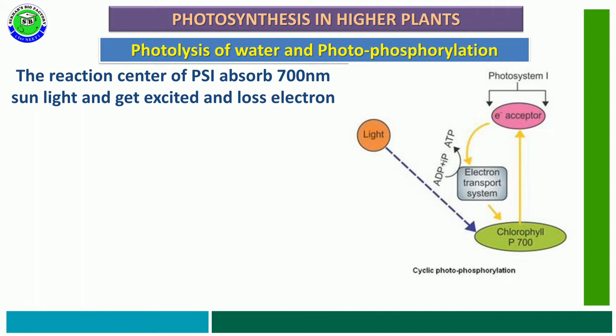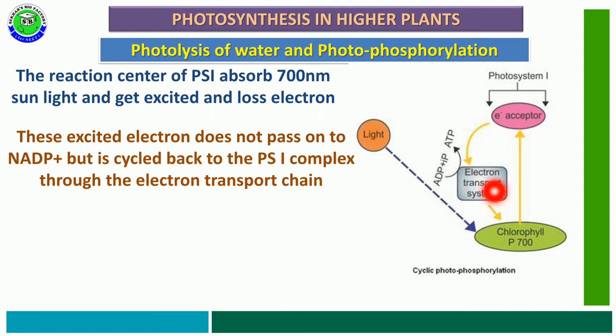During this cyclic electron transportation, the PS1 having reaction center P700 absorbs 700 nanometer sunlight, and this reaction center gets excited and loses an electron. This excited electron does not pass to NADP plus due to absence of NADP reductase enzyme, and again this electron is circled back to PS1 through the electron transport chain. At this time, due to this cyclic electron transport, ATP molecule formation takes place.